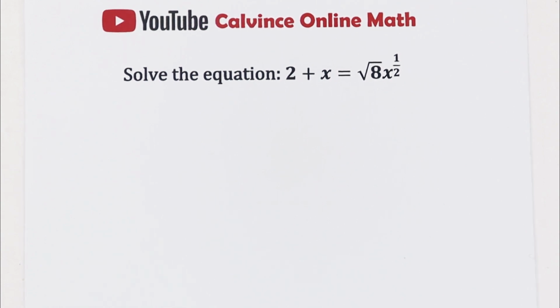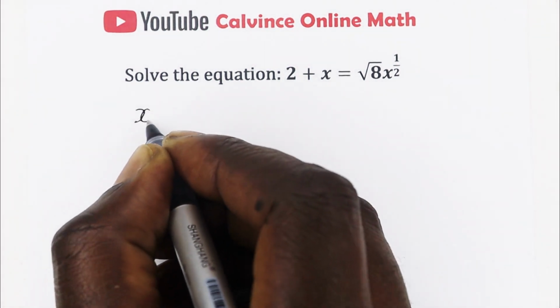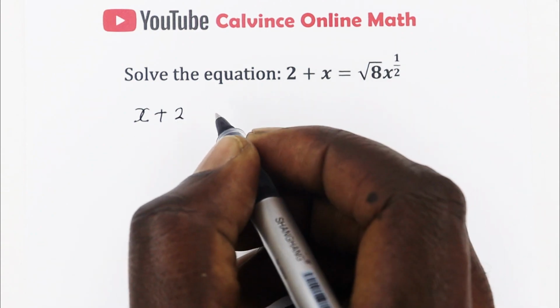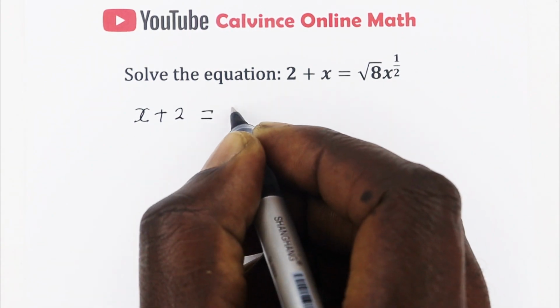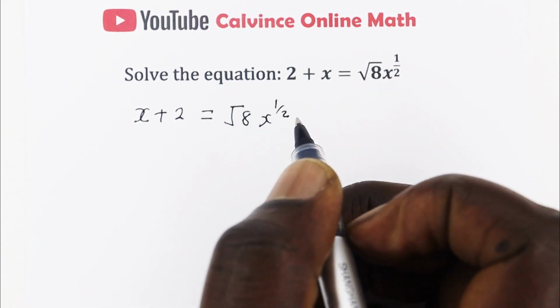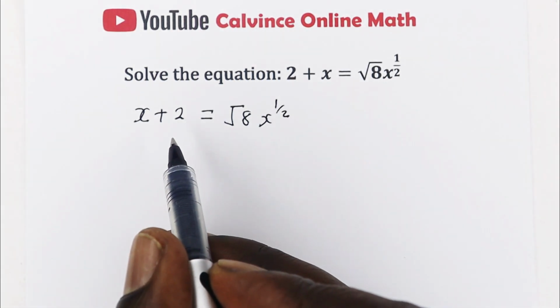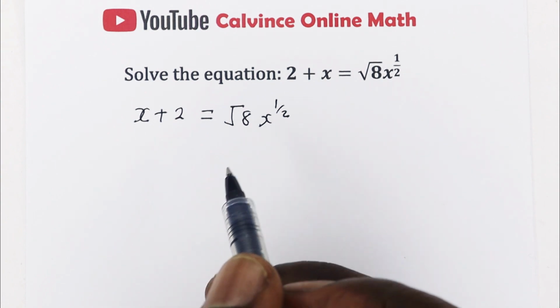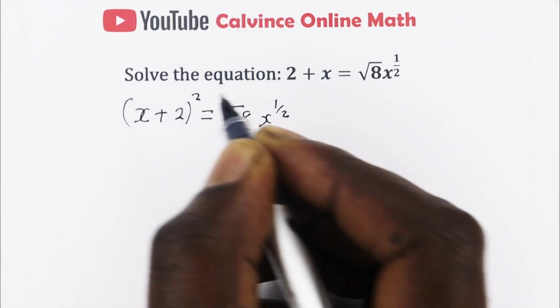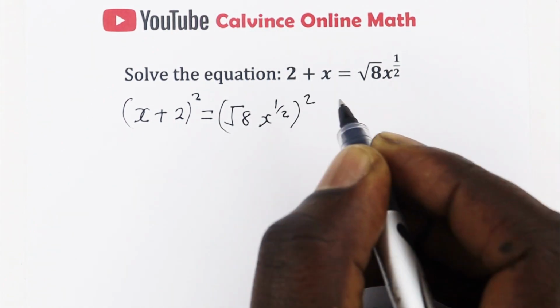Let us look at this question. Solve the equation 2 plus x is equal to the root of 8 times x raised to power half. So what we have is x plus 2, that is 2 plus x is equal to the root of 8 x raised to power half. The first thing we're going to do is just square both sides to get rid of the radicals.